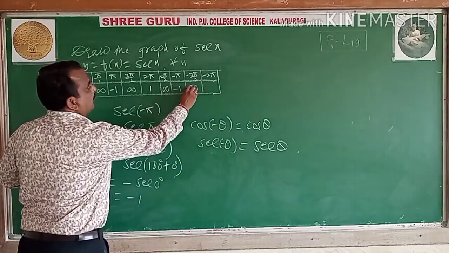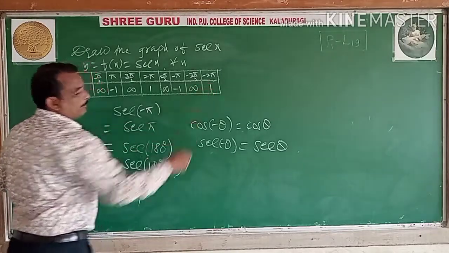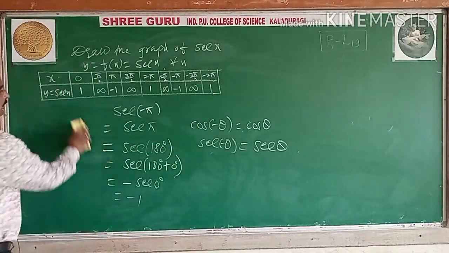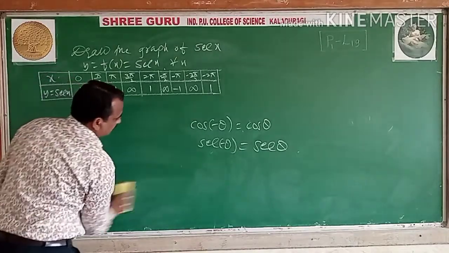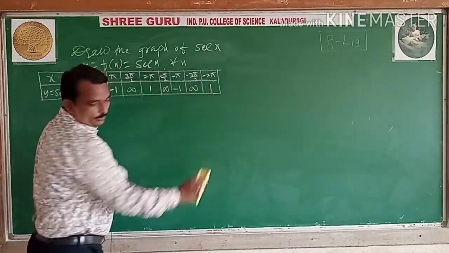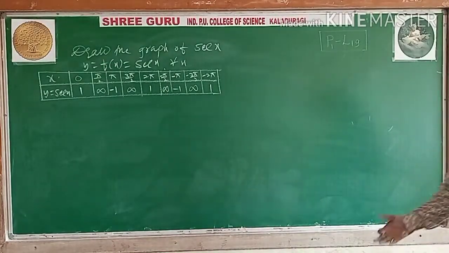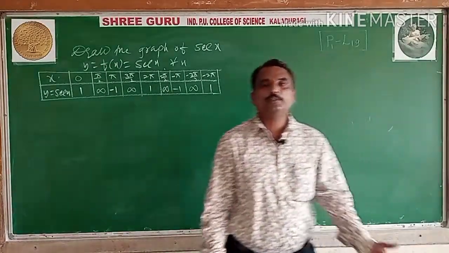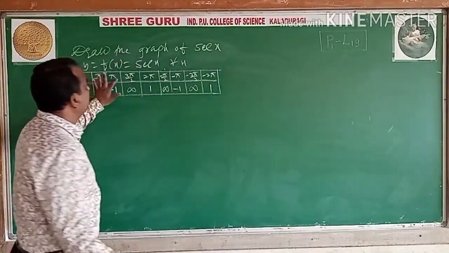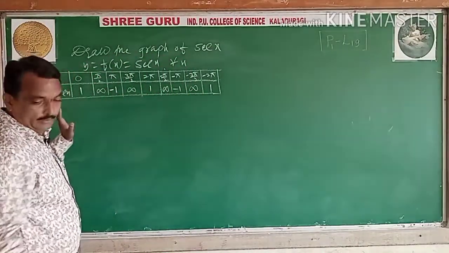Then minus 3 pi by 2, infinity. Sec of minus 2 pi, plus 1 it is. So 360 plus or minus, it becomes 1. Now see that. For using these values, let us take the graph here. You will see infinity lines here, 1 and infinity lines here, 1, minus 1 and infinity.